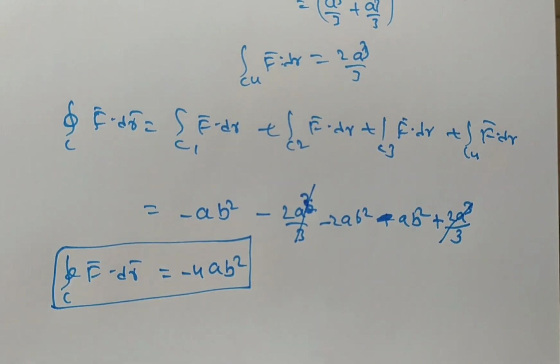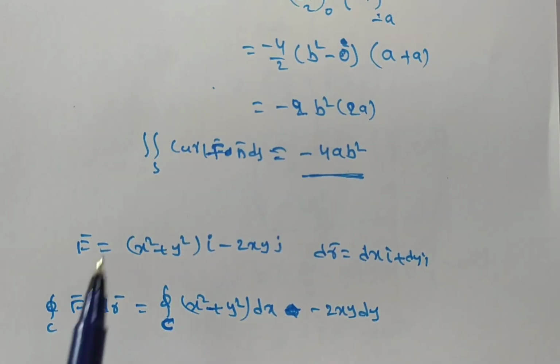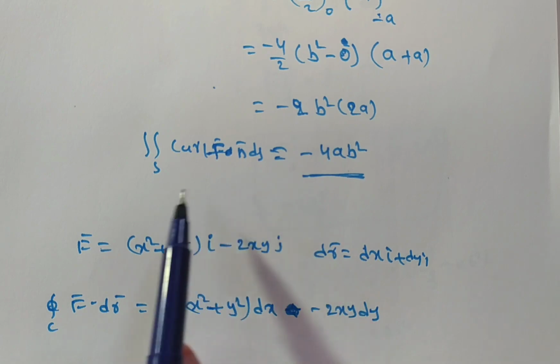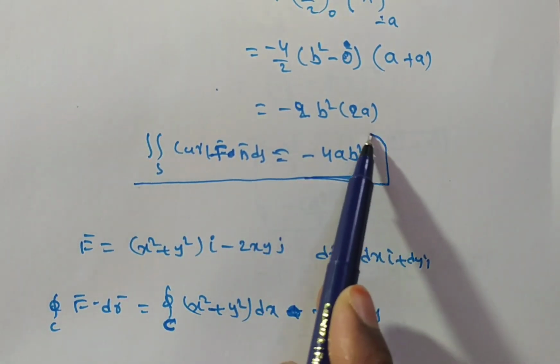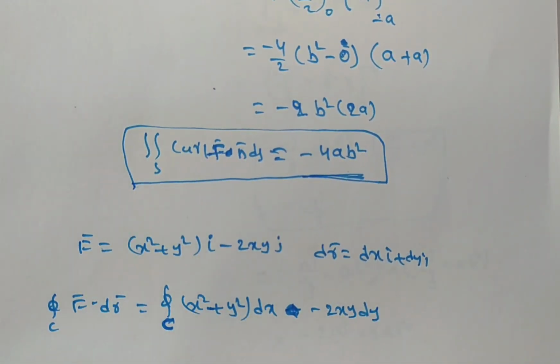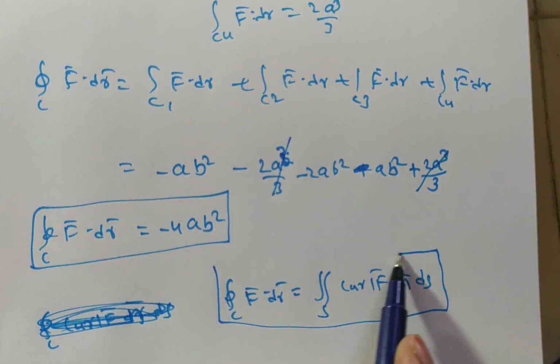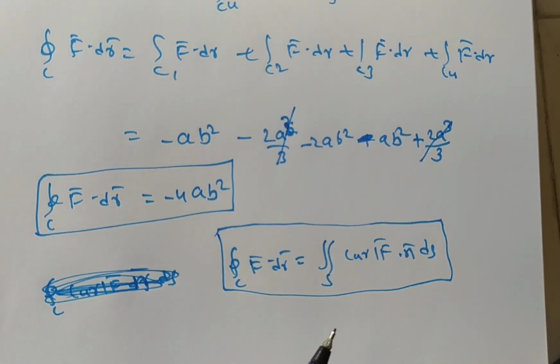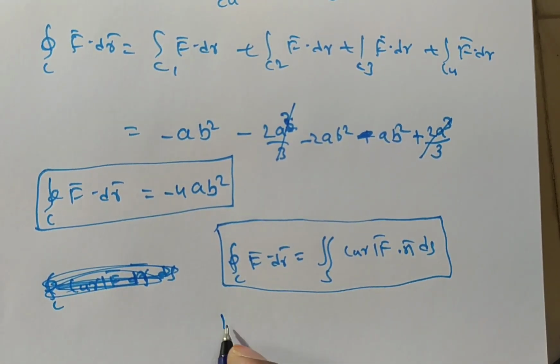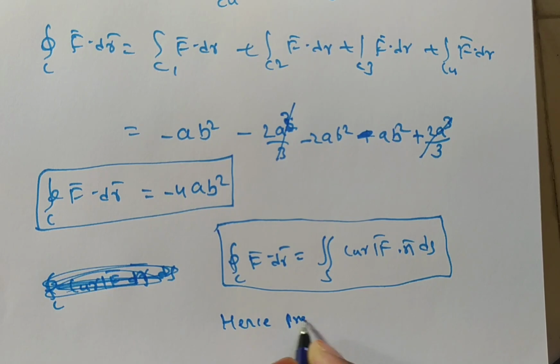And previously we have the double integral over S of curl f dot n ds equal to minus 4ab square. Therefore both are equal. So we can write the integral over C of f dot dr is equal to the double integral over S of curl f dot n ds. So the statement of Stokes theorem is proved. Therefore, hence proved, Stokes theorem. Is it clear?